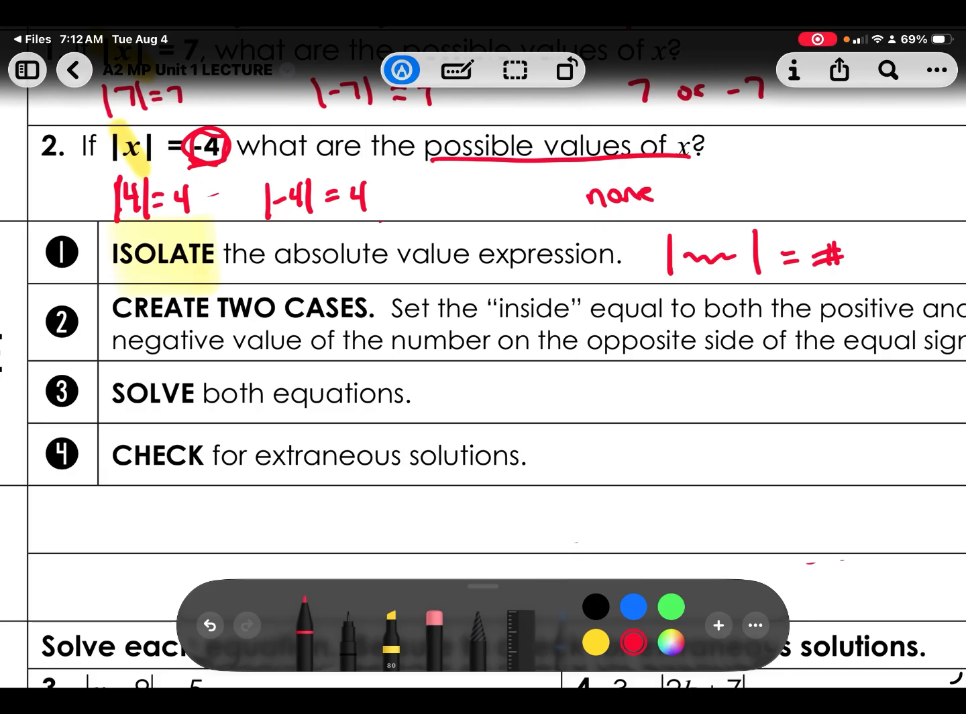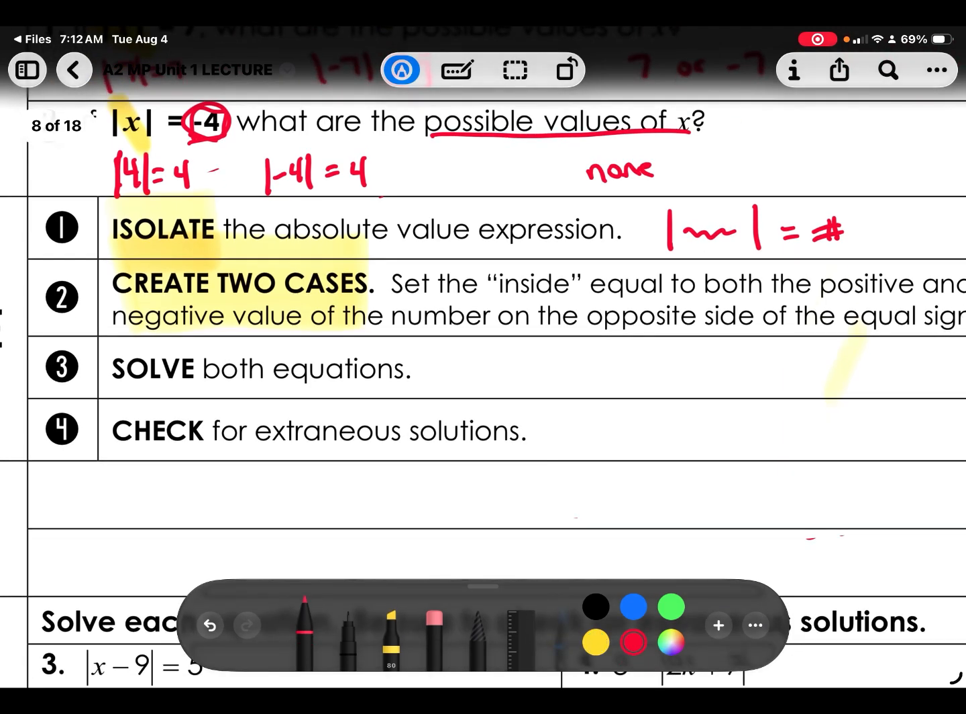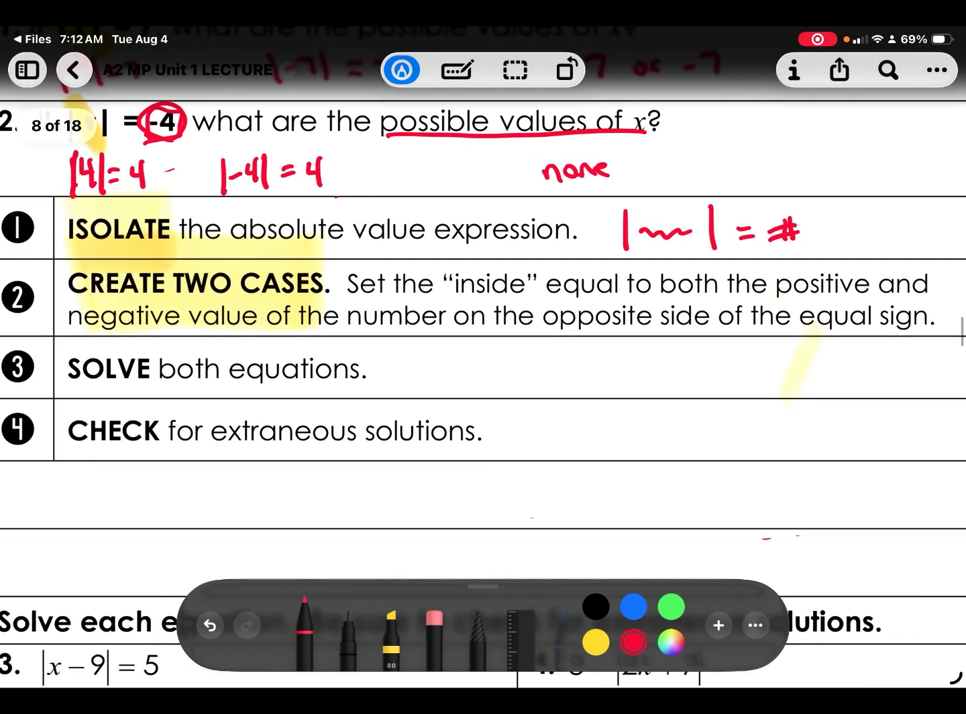Step 2 is kind of weird, but we're going to create 2 cases. So what we're going to do is kind of what we did in these first ones, where we're going to set what's inside that absolute value equal to both the positive and the negative value of the number on the opposite side. Because the absolute value, whatever's inside that, could either be positive or negative. Then we solve both of those, and then we finish by checking for extraneous solutions.